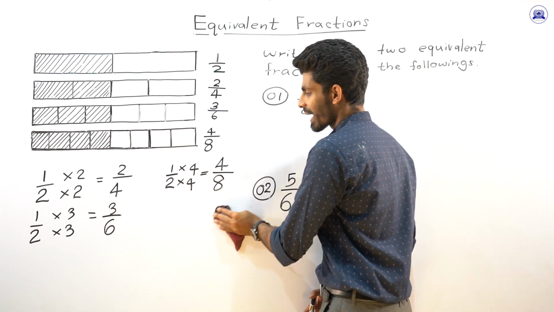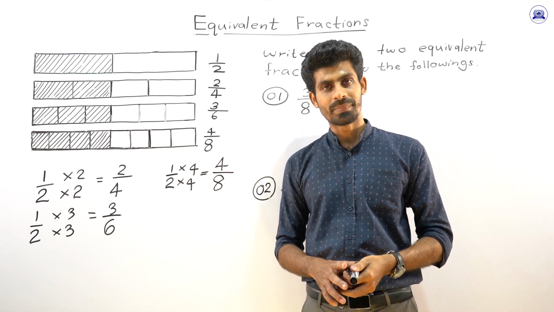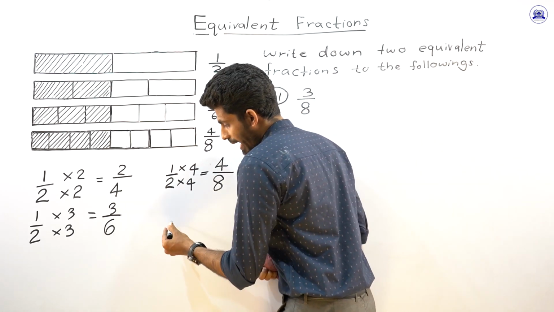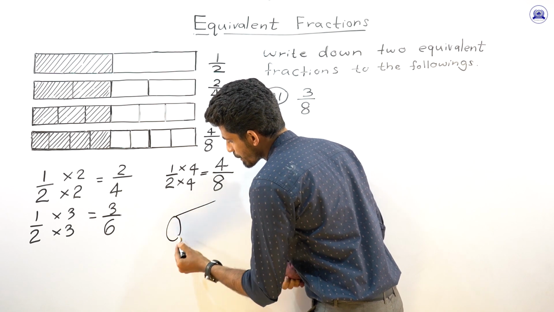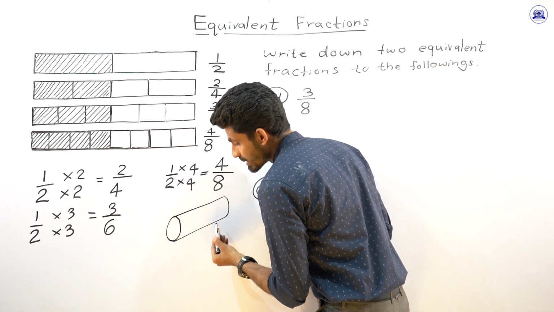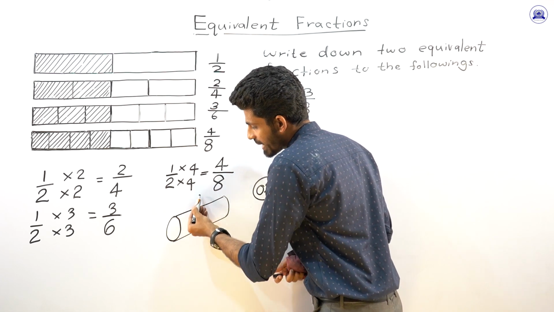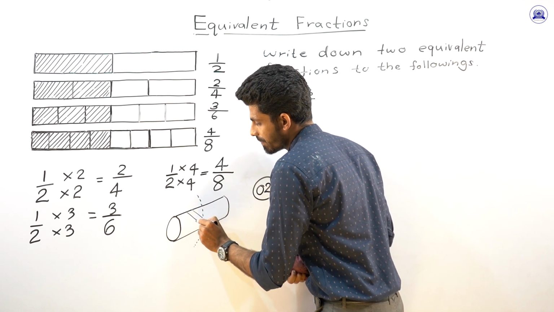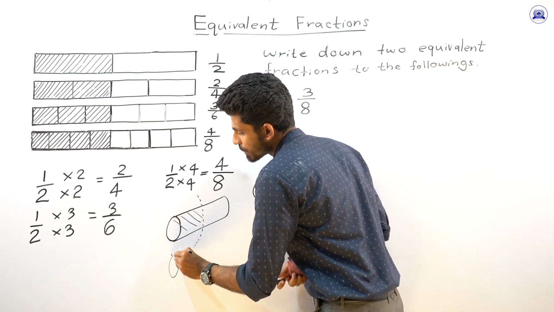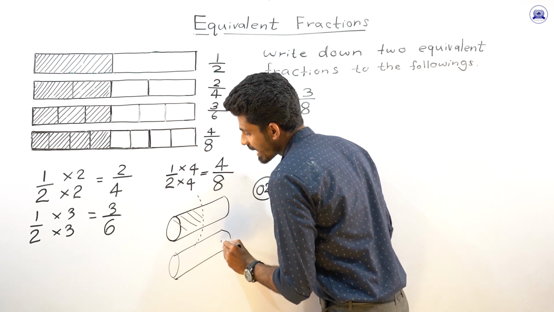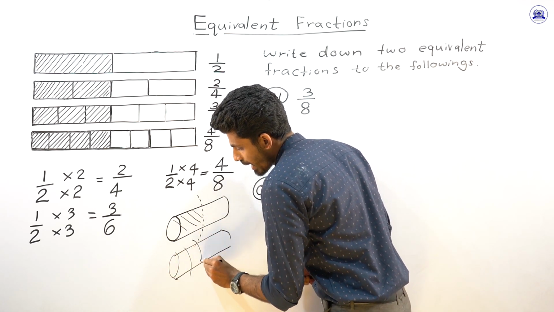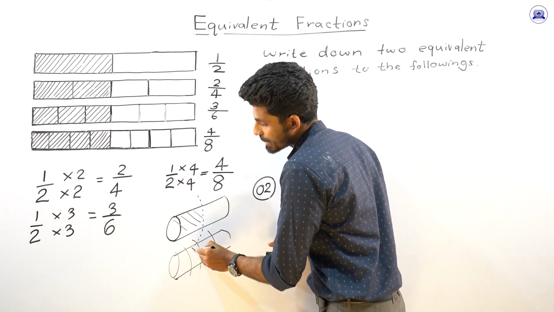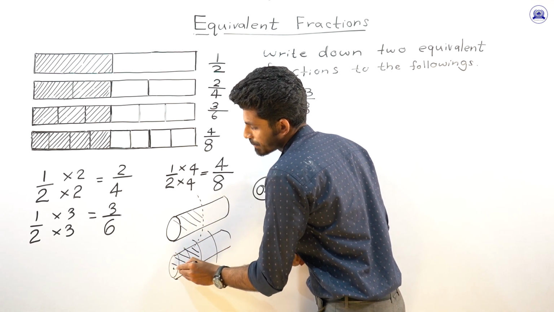Let me explain a very practical example here. Have you ever seen a chocolate roll? Look at this one. This is a chocolate roll, very yummy. You are slicing that chocolate roll into 2 pieces and you are eating one of them. Same chocolate roll, but now you slice it into 4 slices: 1, 2, 3 and 4. How many slices are there? 4 slices. And you are going to eat 2 slices. What will be the amount?